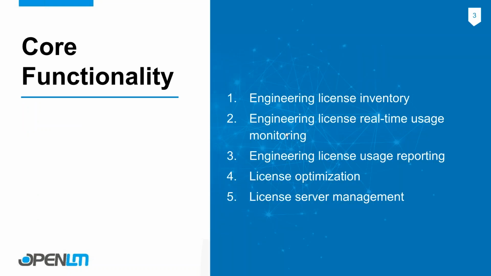So we'll start with the core functionality of OpenLM. It can be broken down into five different business objectives. So first is license inventory, real-time usage monitoring, usage reporting, license optimization, and license server management. These might look similar at first, but they are really very different. We'll look at each one in turn.